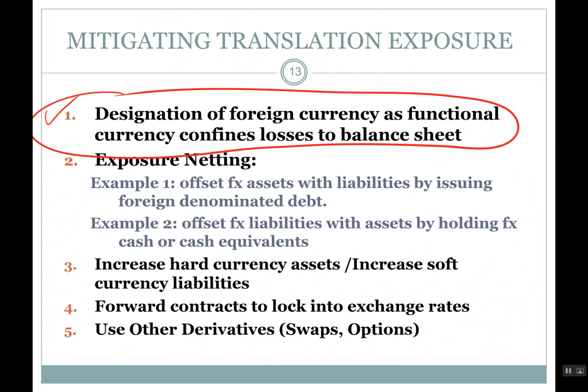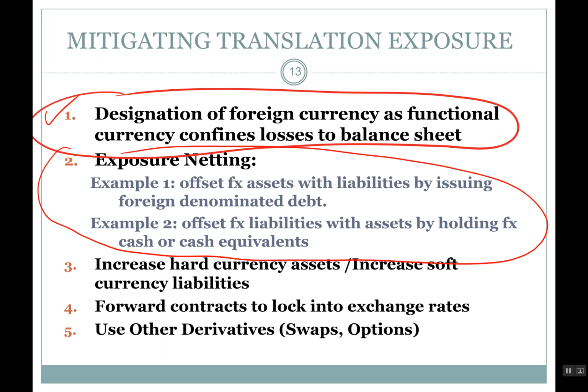One thing, designate the foreign currency as the functional currency, and this whole problem goes away. It just gets pushed to the balance sheet, and it may show up another day as a transaction gain or loss. You could do exposure netting. So here's an important one. One way of getting rid of a lot of translation exposure is, when you first set up the organization and fund it, you can eliminate a lot of your exposure right away by simply getting loans in the foreign currency.